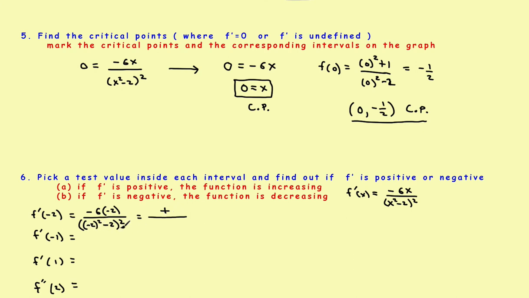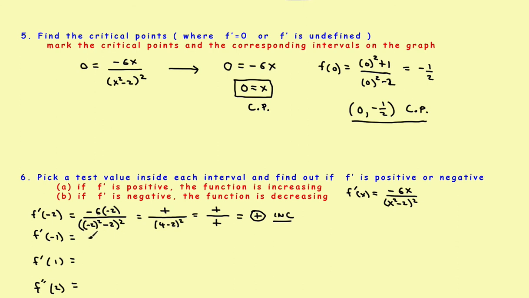If I take negative 2 and square it, I'll get a 4. So that's going to be 4 minus 2 squared. The numerator is positive, and in the denominator, 4 minus 2 is 2, and 2 squared would be 4. It's going to be a positive divided by a positive, so the whole thing will be positive. And what that tells me is that this graph is increasing in this interval. So I've got my first interval.